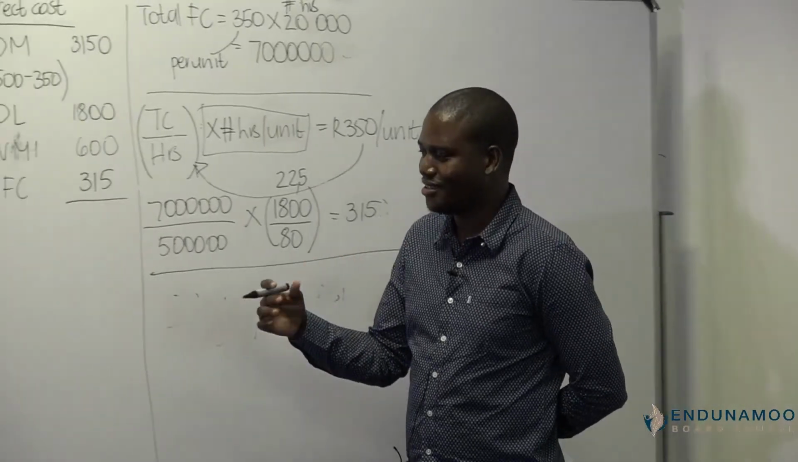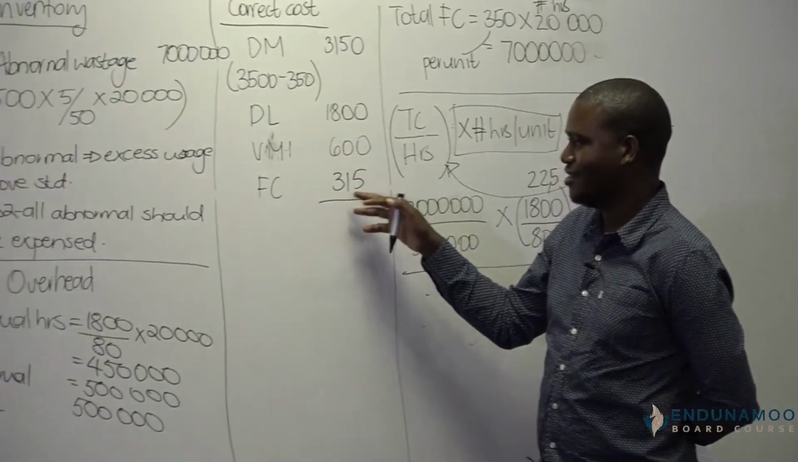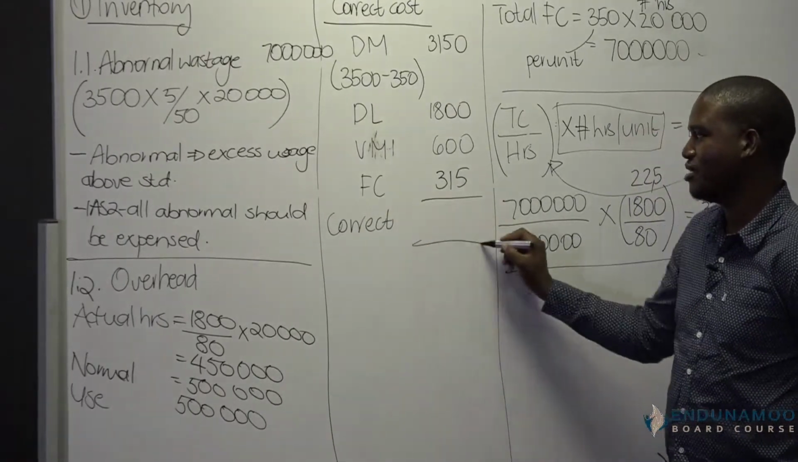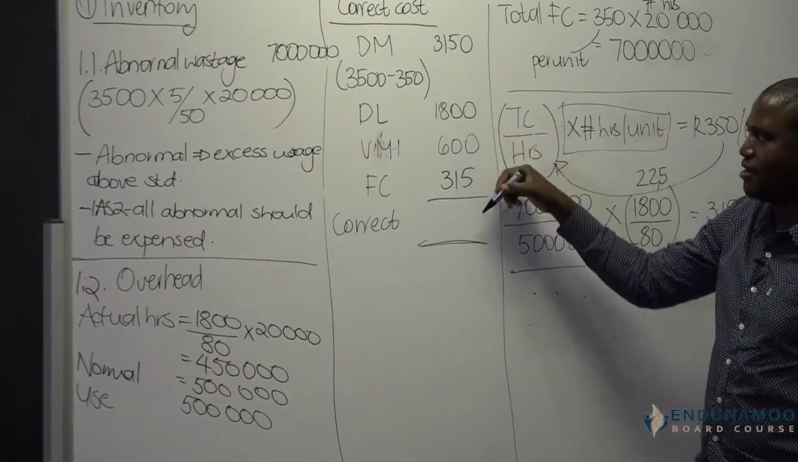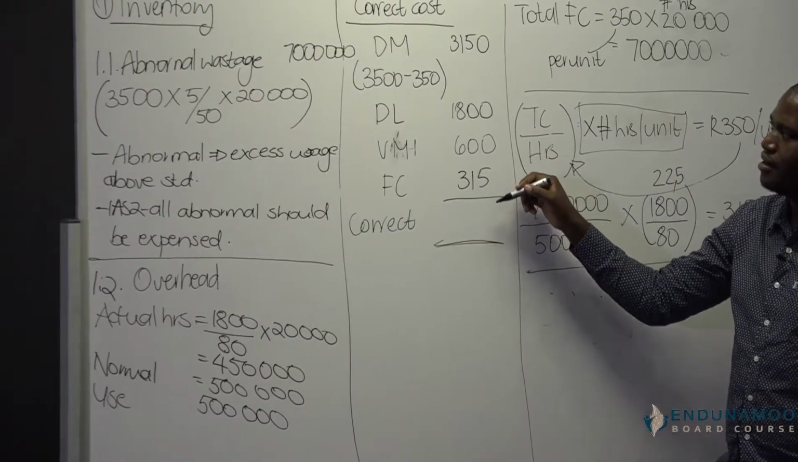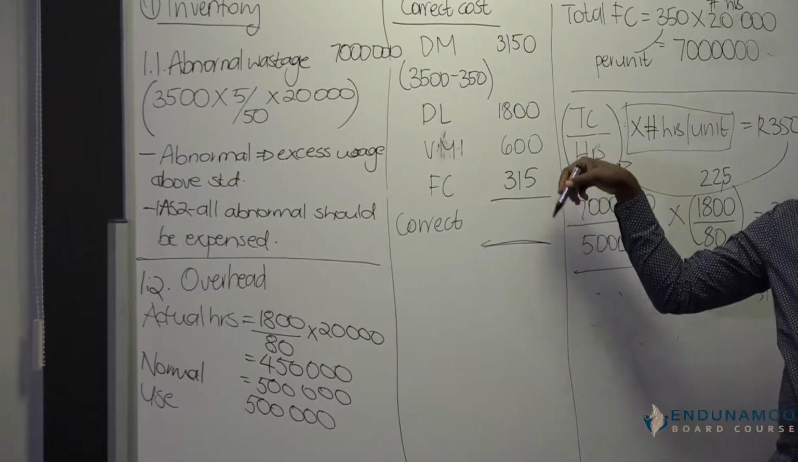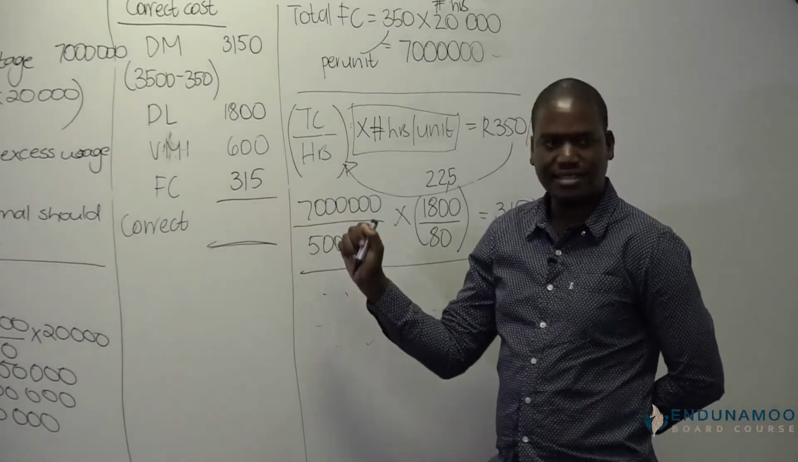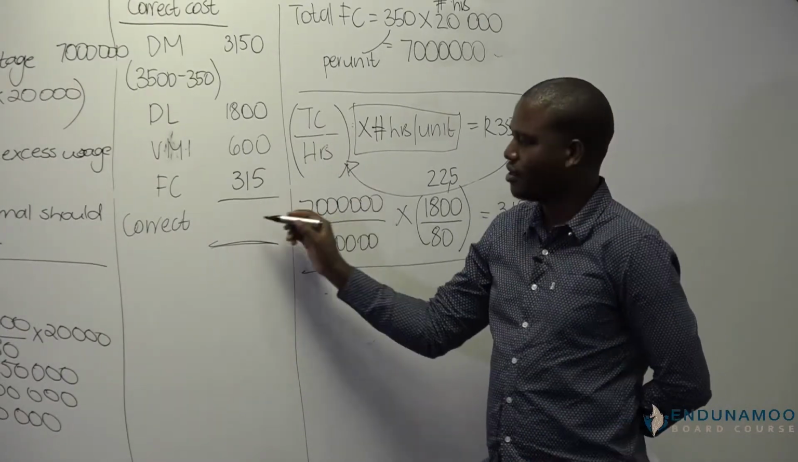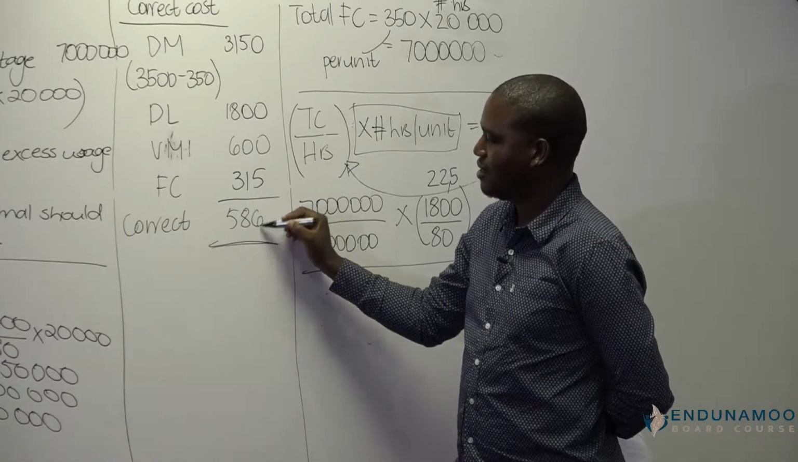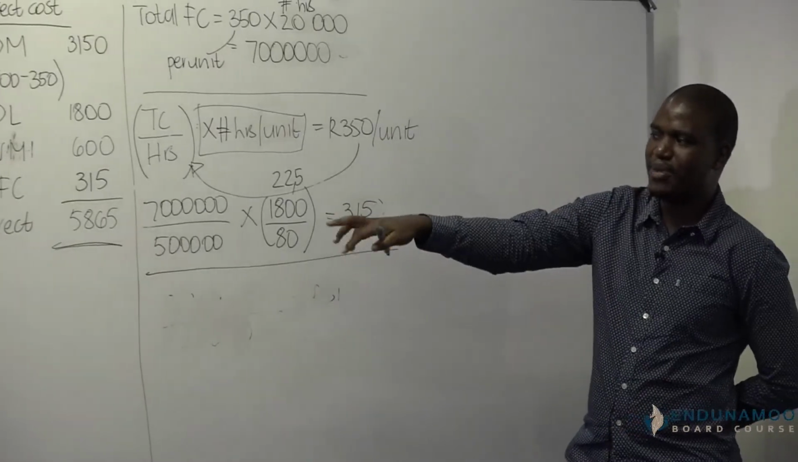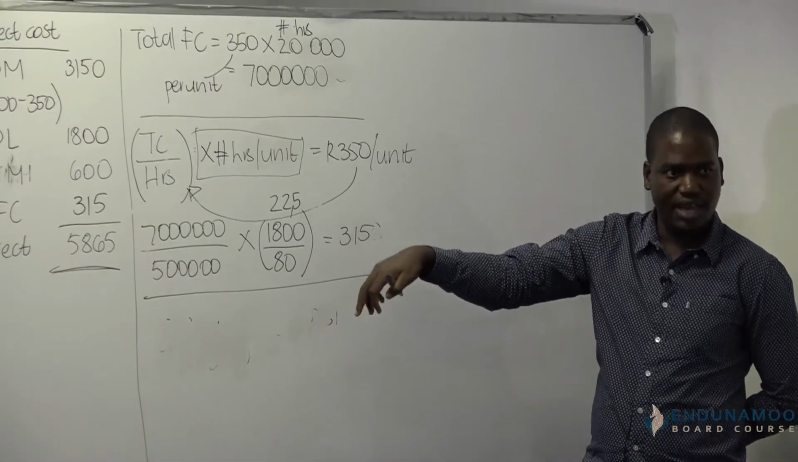Okay, let's proceed. So you've got this, right? So you got the correct cost now. What do you have as the correct cost? No, I mean the everything. So you've got the correct cost of each manufactured unit. Are we together? How much is it? 5,865. So now let's talk about the impact of the incorrect overheads.